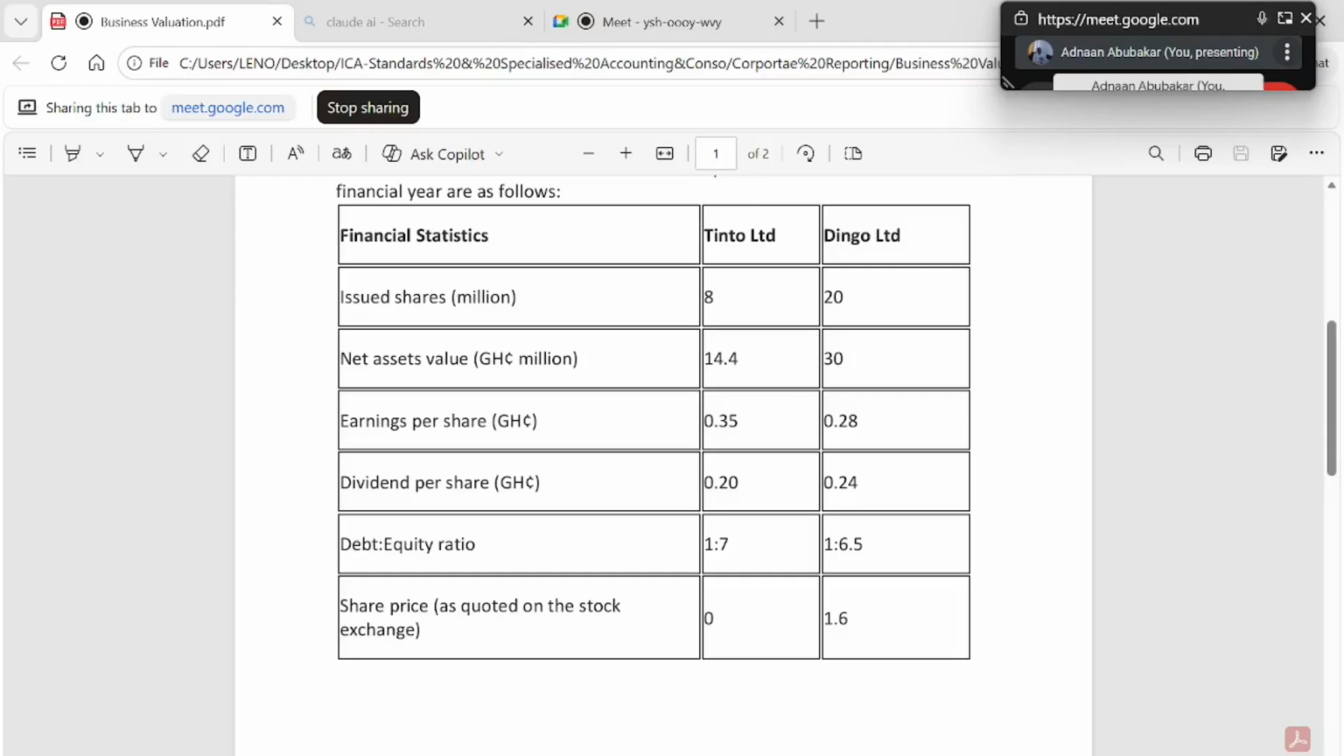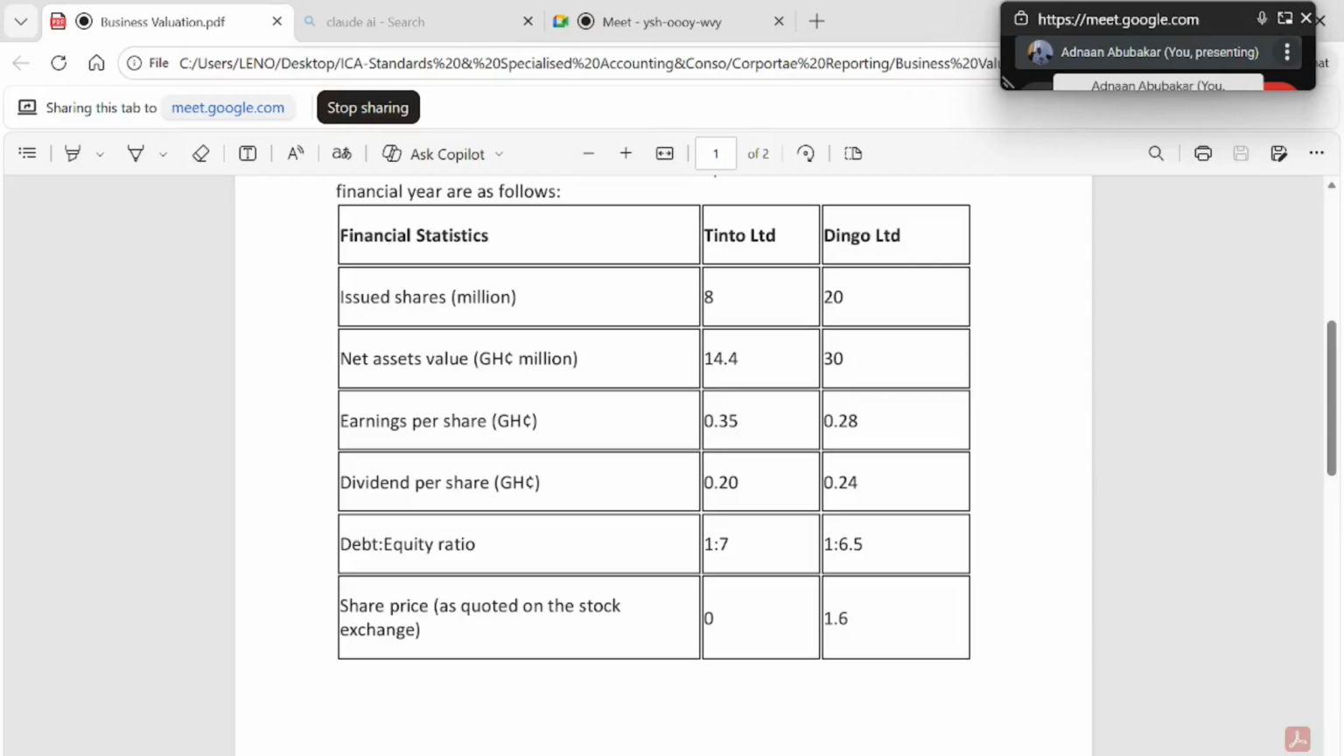So here, when you look at this one, is a preference share a dividend paid? No, preference shares are not dividends, they are just preference shares. Now, when you look at the net assets here, it means they've already done the calculation for you, so you don't need to do any further calculation. Do you understand? Good. So now you've seen that the Tinto Limited net asset is this.